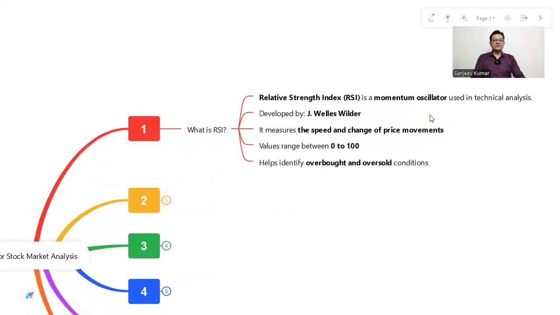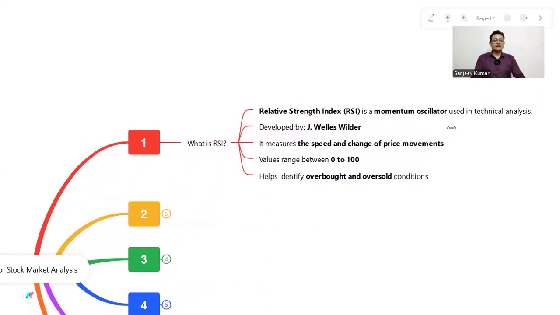What is RSI? Relative Strength Index is a momentum oscillator used in technical analysis, developed by J. Wells Wilder. It measures the speed and change of price movements. Its value ranges between 0 and 100 and helps identify overbought and oversold conditions.